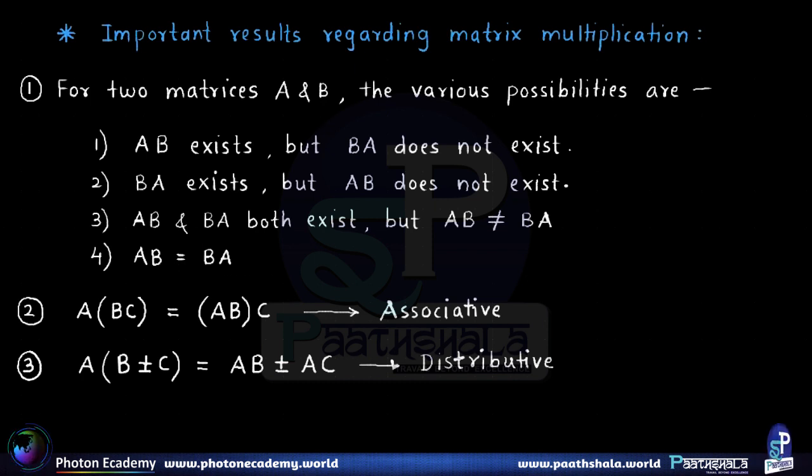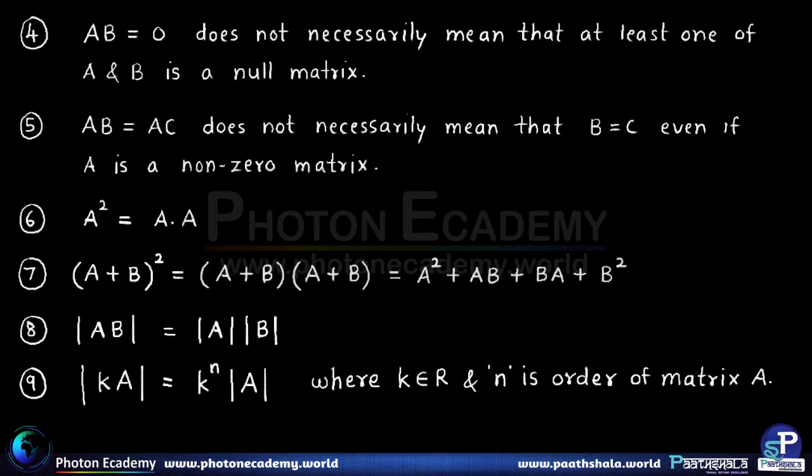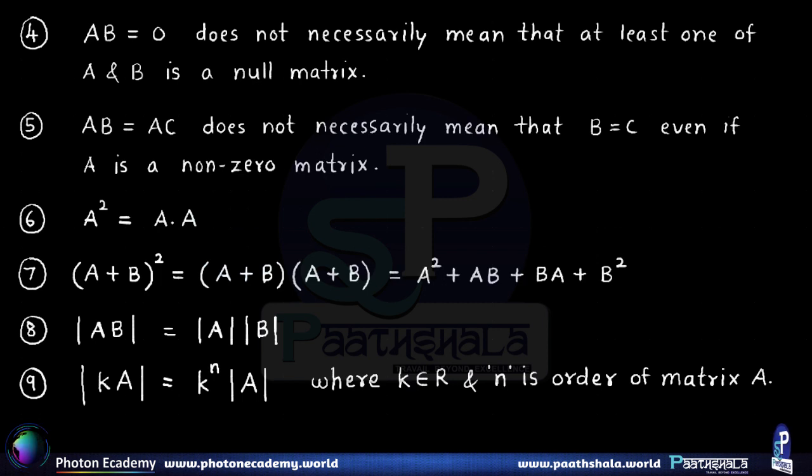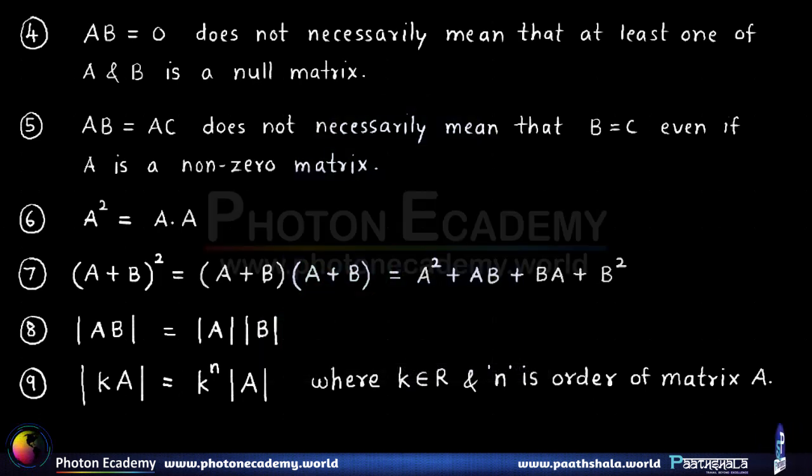Now moving on, we have the next property: if we have the product AB equal to 0, that is, the 0 matrix, then it does not necessarily mean that at least one of the matrices A and B is a null matrix. Now this is contrary to what we have in algebra. That is, in algebra when we say that the product of two numbers is 0, then it definitely means that at least one of them has to be 0. But here in matrices it is not the case.